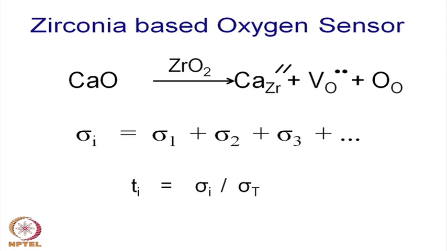Zirconia is basically a high temperature oxide, but one of the important properties of zirconia is a very high oxygen ion conductivity, particularly when it is stabilized with calcium oxide or yttrium oxide. Addition of calcium oxide to zirconia not only stabilizes the cubic fluorite phase, which is normally a high temperature phase, at room temperature, but also enhances the oxygen vacancy concentration in the structure, by a process like this.